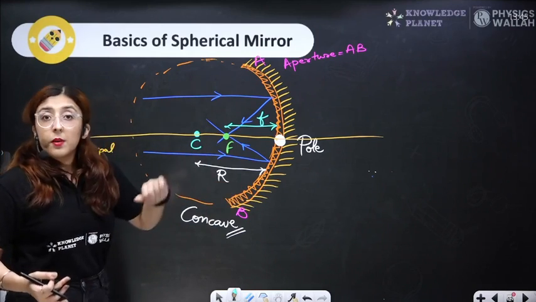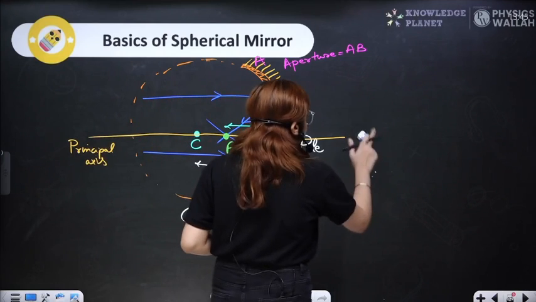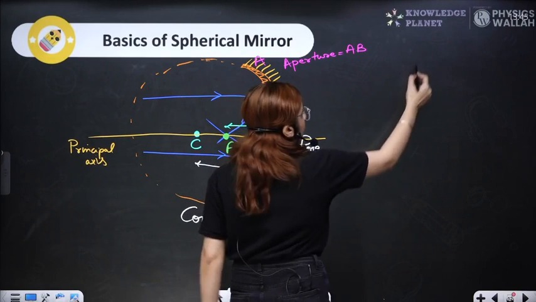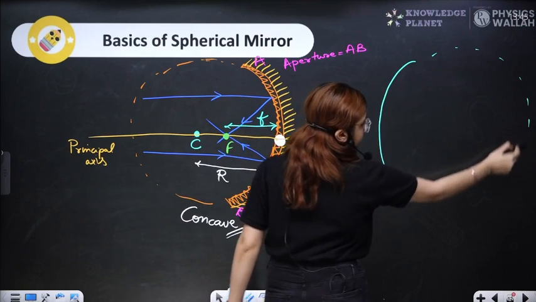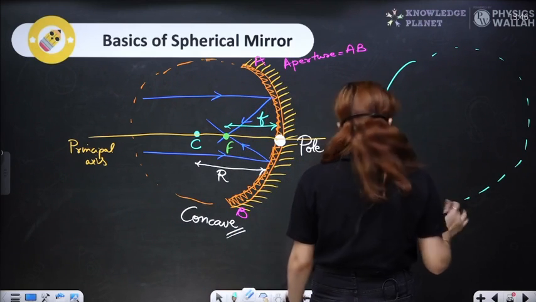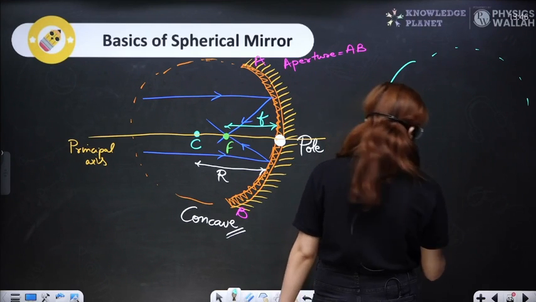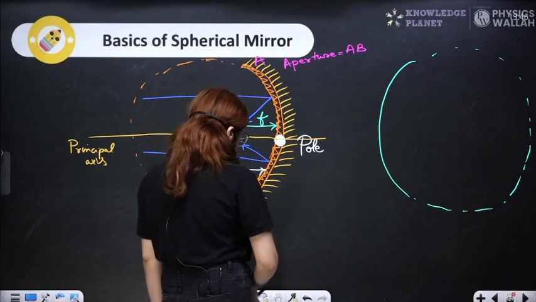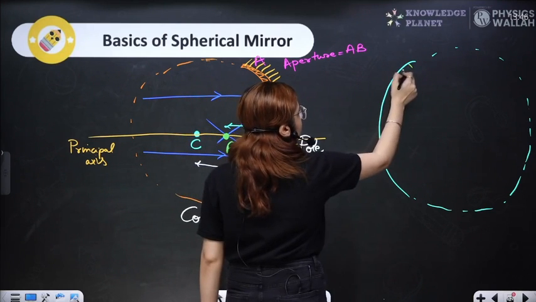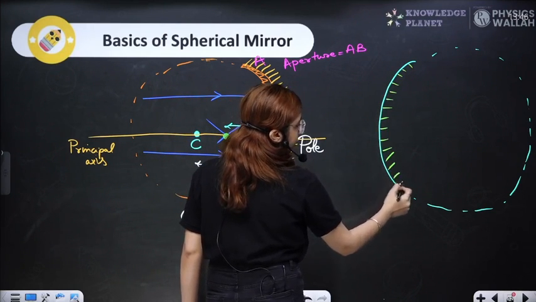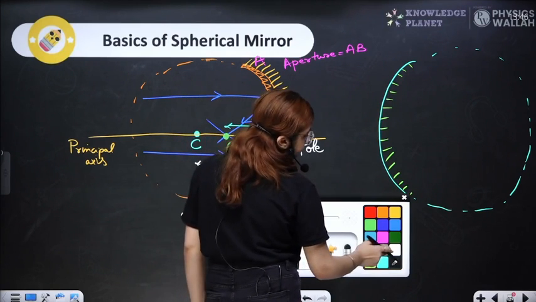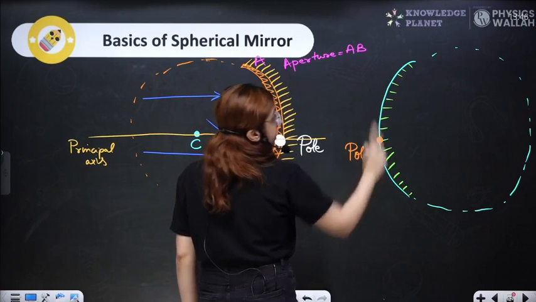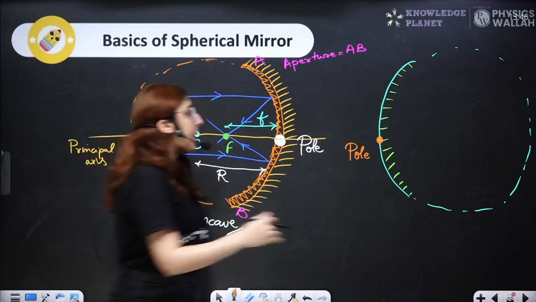Alright, now a similar thing will happen where? Yes, onto your convex mirror also. Let's quickly talk about the convex mirror as well. Let me make it properly. Okay, now the convex mirror will be darkened from the inside. I am making the dark portion as well. The center of the mirror will be the pole. The center of the sphere from where you have taken out the mirror is the center of curvature.